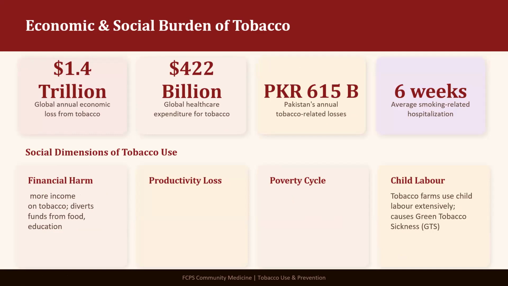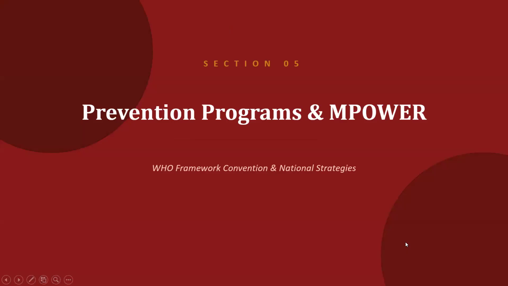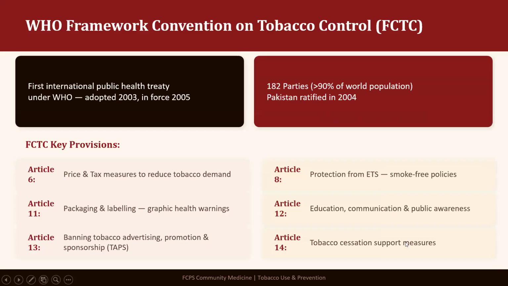In Pakistan, there are 6.15 million tobacco-related losses, with an average smoking-related hospitalization every 6 weeks. Social dimensions of tobacco use result in financial harm: more income spent on tobacco diverts funds from food and education, and causes productivity loss, a poverty cycle, and child labor. Tobacco farms use child labor extensively, causing green tobacco sickness. Next are the prevention programs and MPOWER.